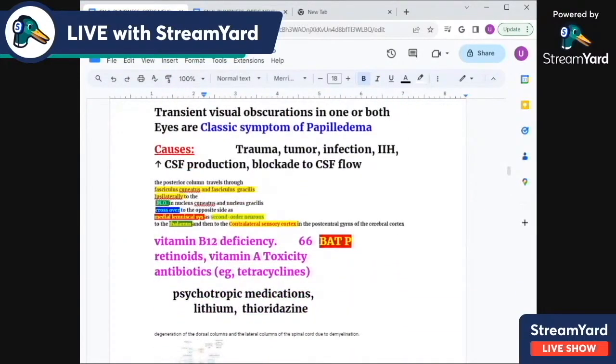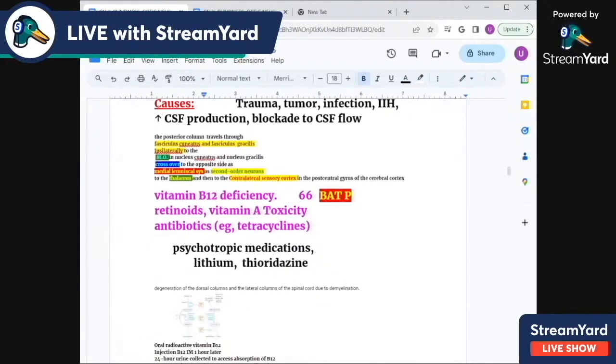Now, causes of papilledema: trauma, tumor, infection, increased CSF production, decreased CSF absorption. Which vitamin excess causes papilledema? It's vitamin A excess that causes papilledema. Vitamin B12 deficiency causes papilledema. And which antibiotics? Tetracycline may cause it. And I've already told that lithium and thioridazine may also cause papilledema.